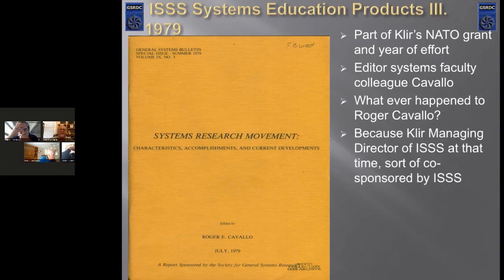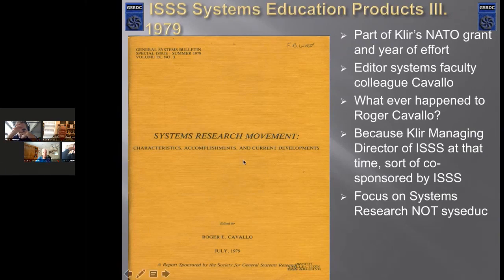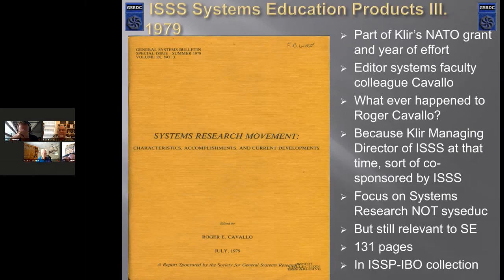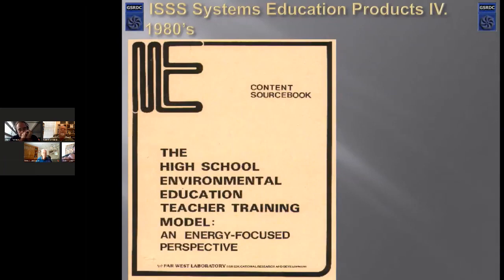I don't know what happened with Roger Cavallo. I'm trying to follow that up. He was managing director of ISSS at that time. So it was sort of co-sponsored by ISSS and not just NATO. It focuses on systems research, not particularly systems education, but how could you talk about systems research without talking about systems education? So I think it's still relevant to systems engineers as well as to ISSS. It's 131 pages, and I have it here in the International Business Office collection.